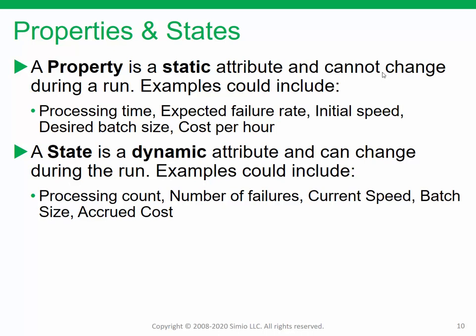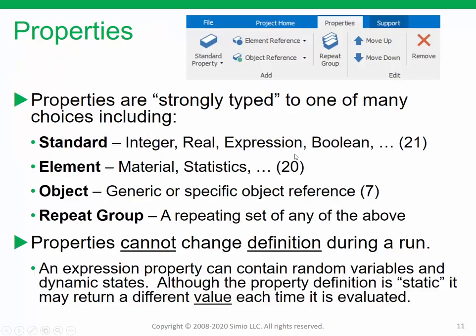A property is a static attribute and doesn't change during a run. Some examples are processing time, failure rate, initial speed, batch size, cost per hour, and so on. A state, on the other hand, is a dynamic attribute, and it can change during the run. Examples include processing count, the number of failures, current speed, batch size, accrued cost, and so on. When we differentiate between properties and states, both are attributes. A property is static, and a state is dynamic.